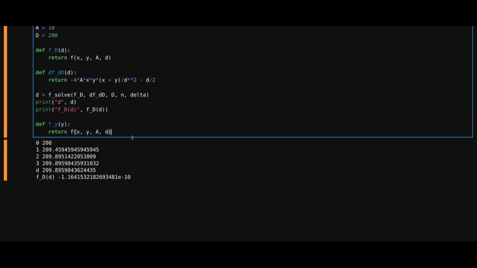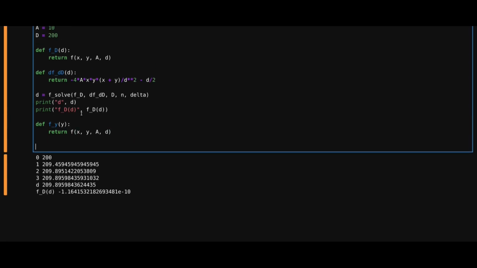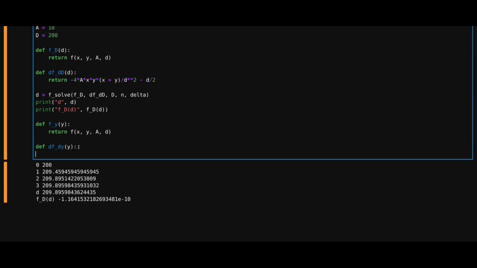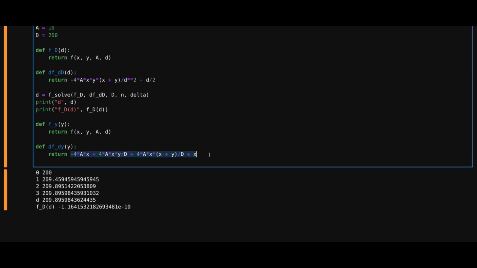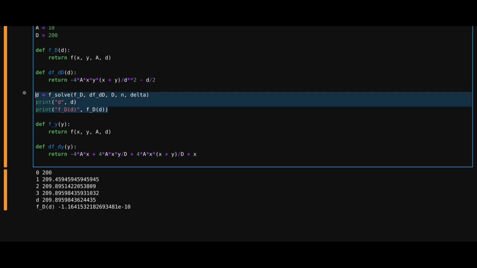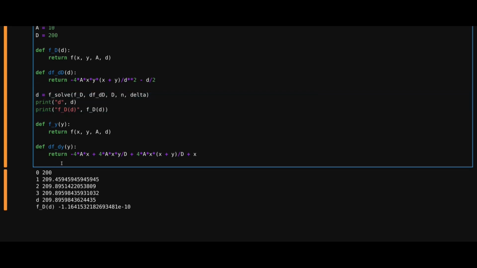Okay, and next we need to find the partial derivative of this function f with respect to y. So say def, call this df of dy. The input will be y, and the partial derivative of f with respect to y is given by this formula. Again, I use Python to calculate this partial derivative, but you can also calculate it using paper and pencil. So once we define the function f and then the derivative of f, next let's use Newton's method to find y. So first I'll copy this code and then we'll modify it.